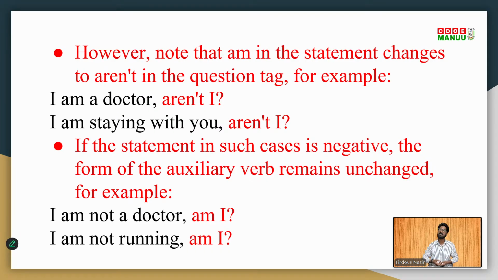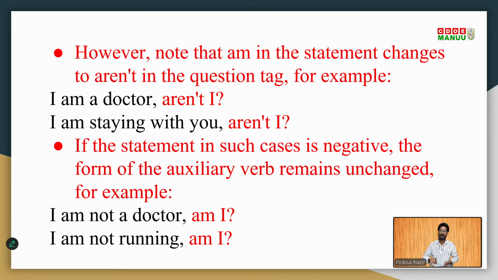Then, if the statement is negative, again this is an exception. It's very confusing. You must remember it. It's not confusing. We have to remember it. Actually, we forget English grammar. That's why it's problematic for us. So if you revise it, read it again and again, listen to it again and again, then you will remember it.